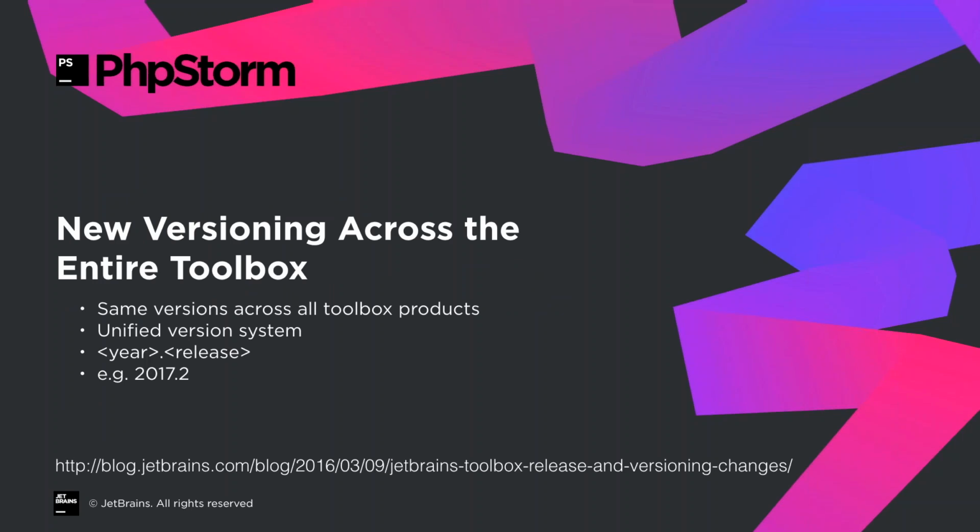The first thing that everyone will have noticed is that there's been new versioning across the entire toolbox range. So instead of PHPStorm 11, we now have PHPStorm 2016.1. This is basically so that we can unify the version numbers across the entire platform.